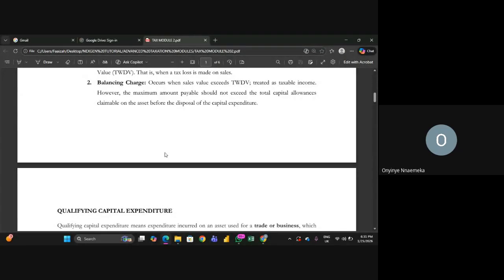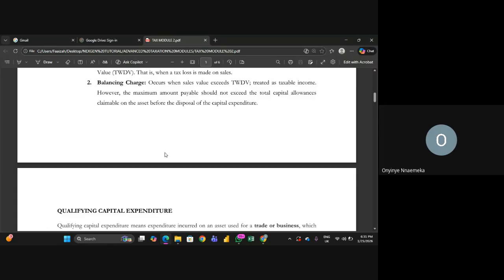So now you sold the asset for 600,000. I don't know the type of person that bought the asset from you, but maybe the person doesn't know what they are doing, and bought it from you for 600,000. It means that you made a profit of 600,000 minus 200,000, which is 400k. That is the sales proceed minus the tax written down value. Sales proceed minus the tax written down value will give you your balancing charge, right? And the balancing charge is supposed to be 400k.